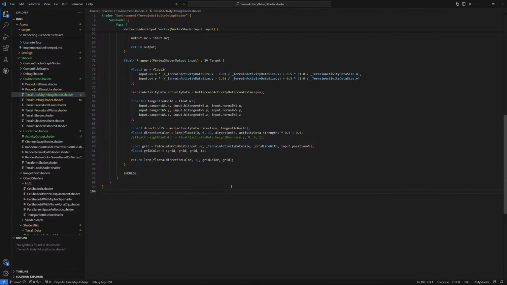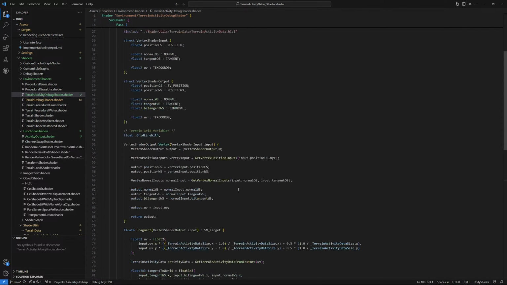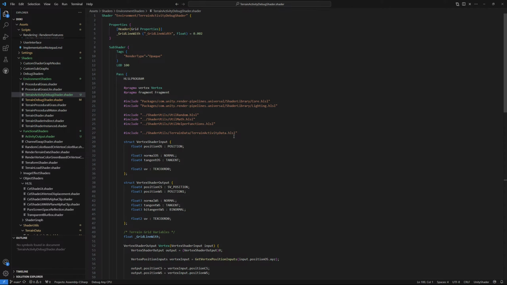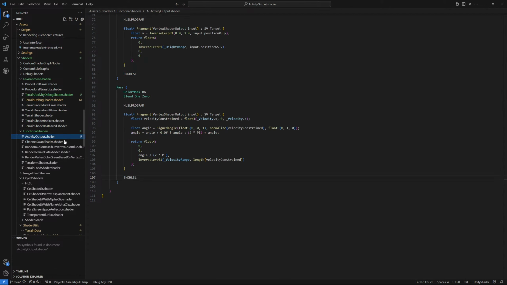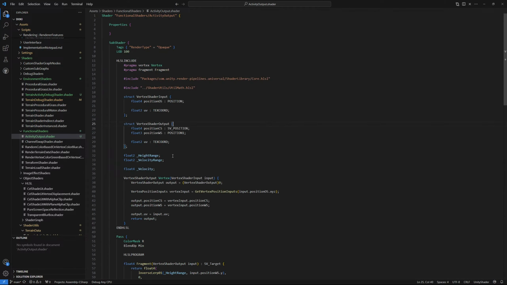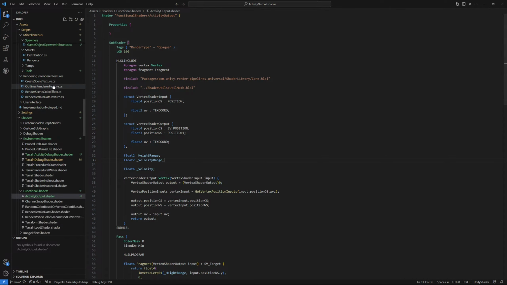As for min and max, how does that look now? Currently we don't set activity output, we don't set height range or velocity range just yet. I wonder where we want to put this. So let's see.